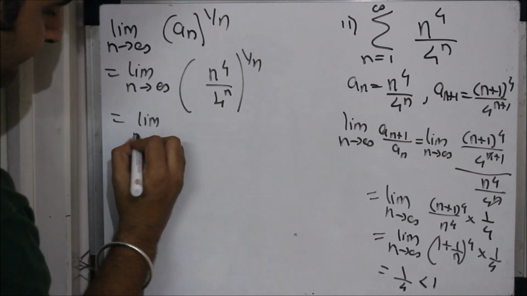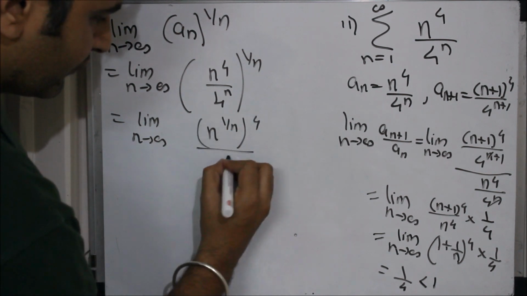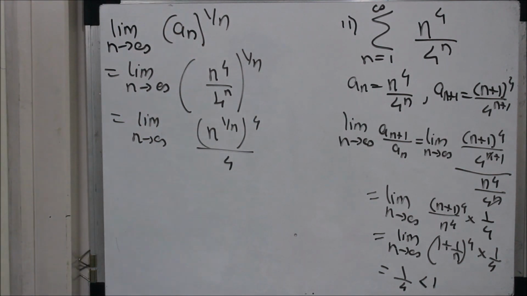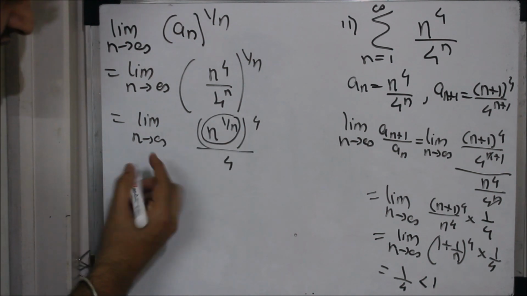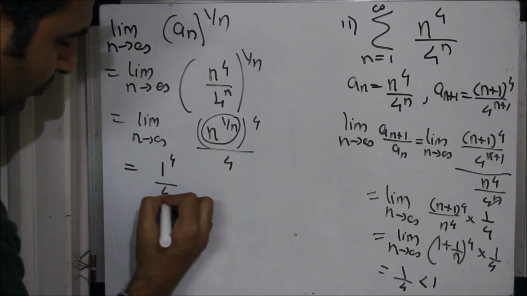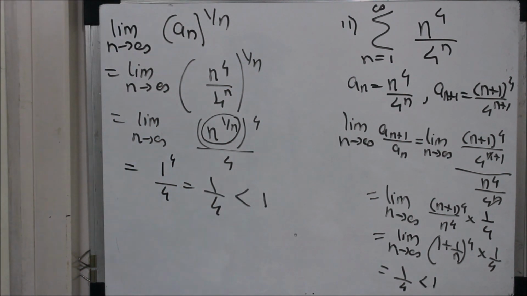This is nothing but limit n going to infinity, n raised to 1 by n, 4 upon 4. And there is a result that limit n going to infinity, n raised to 1 by n is always 1. So you can use this result. So this is nothing but 1 as n goes to infinity. So I am left with 1 raised to 4 upon 4, which is 1 by 4, which is less than 1. So again by root test the series converges. So it's not like you have to only use ratio test. Sometimes you can apply multiple tests to a given series. So you have to choose the test which you want and wherever it is applicable.